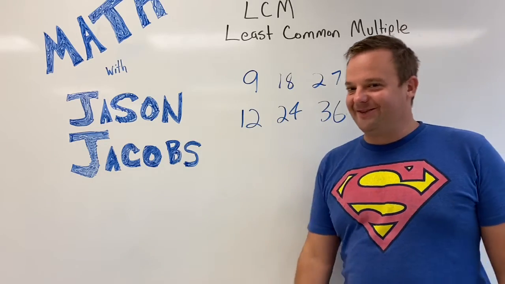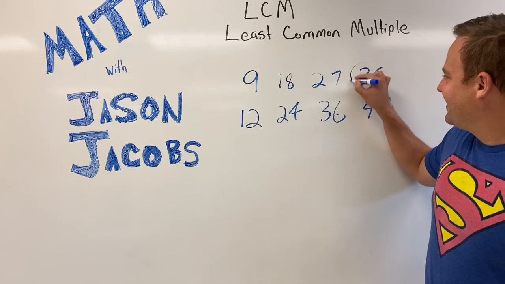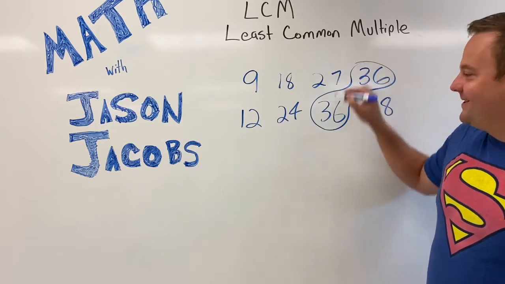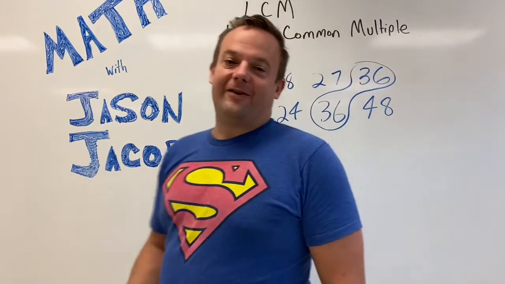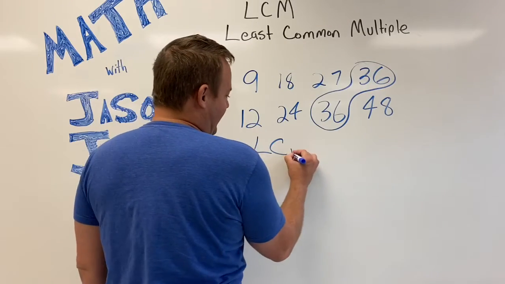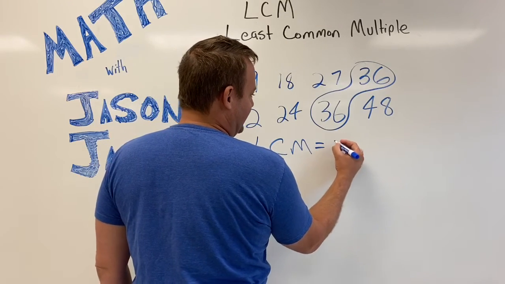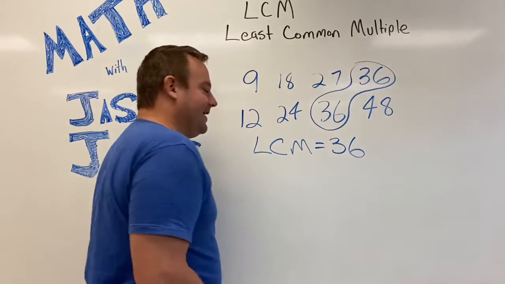Do you see a match? That's right, 36. And this is the list method for the least common multiple, the LCM. LCM, least common multiple.